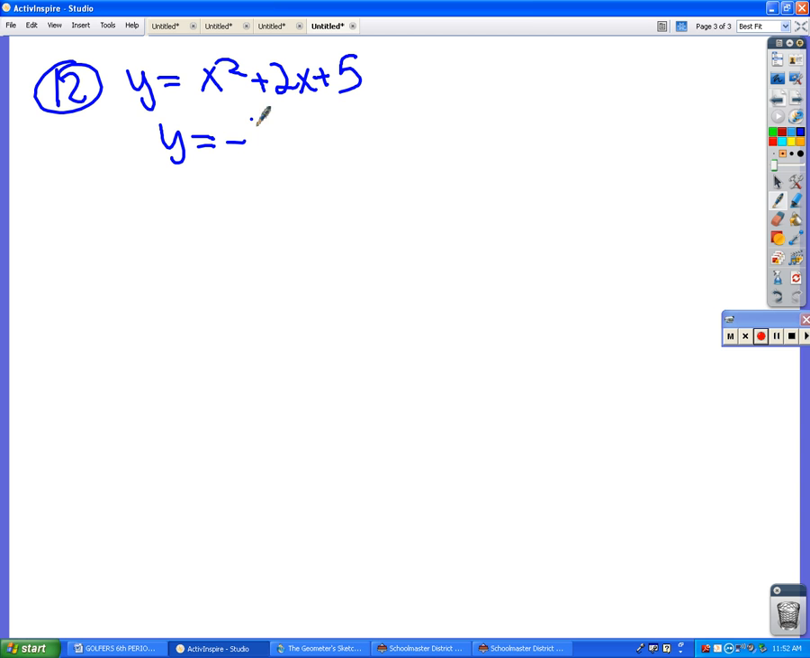Okay, so number 12, same thing. So I'm starting with y equals x squared plus 2x plus 5. I also have y equals negative 2x plus 1. What do I do to start with? Set them equal to each other like always. So x squared plus 2x plus 5 equals negative 2x plus 1. Next step.